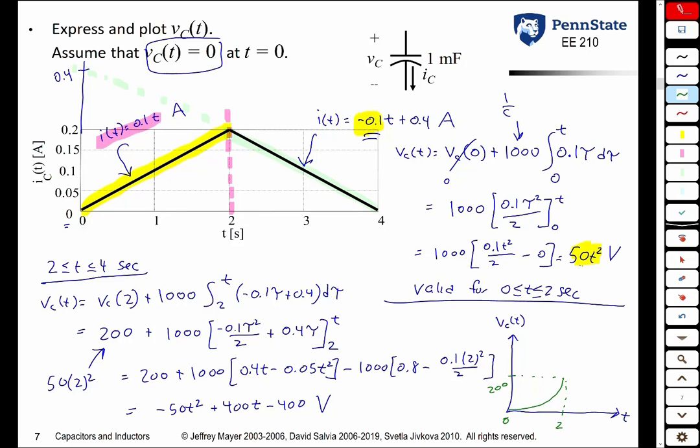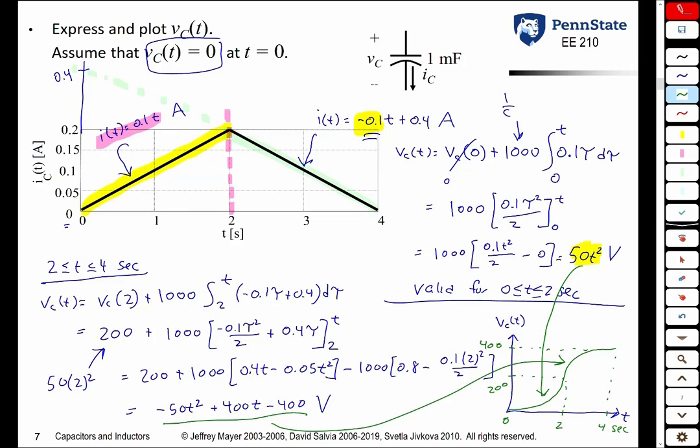So that is that. Between 2 and 4 seconds, this is our voltage. If we were to plot that, it would look like that. And it actually maxes out at 400 volts. It's 400 volts at 4 seconds. So this parabola gives us that.